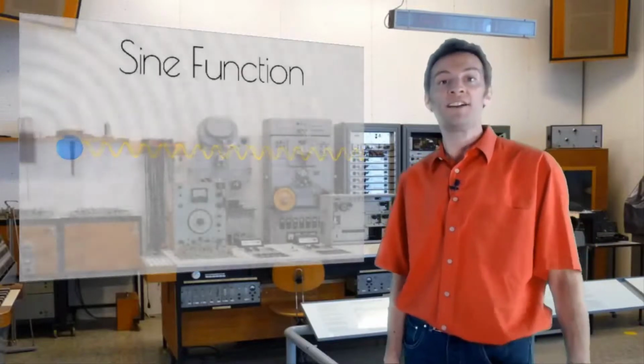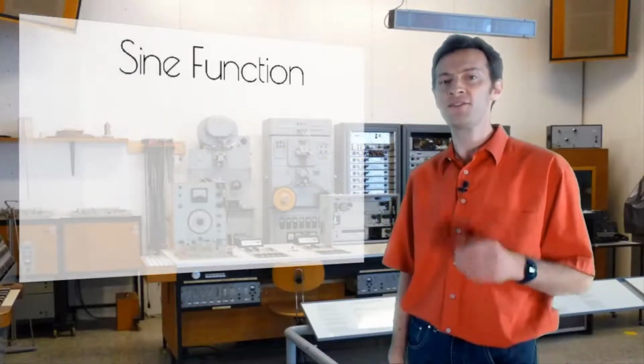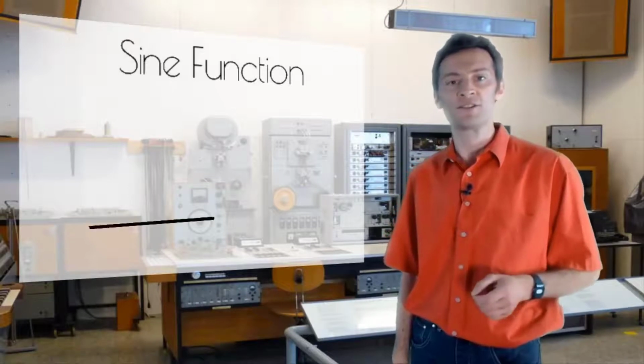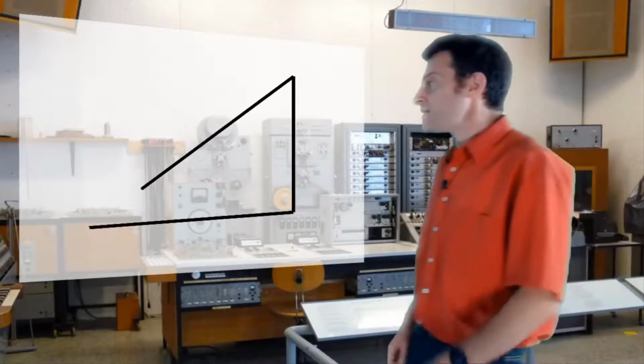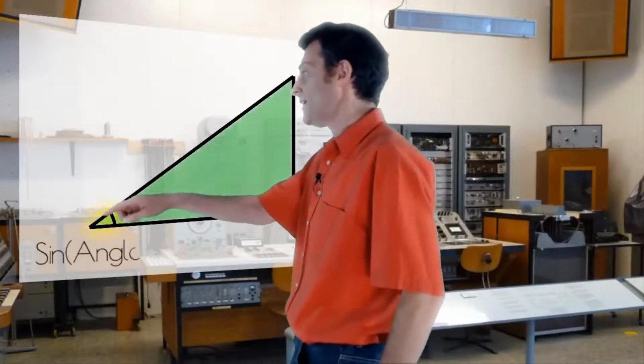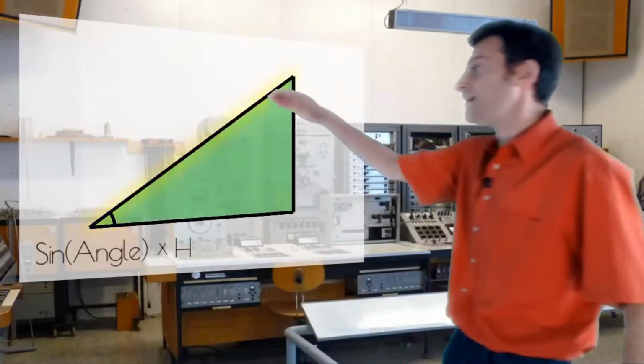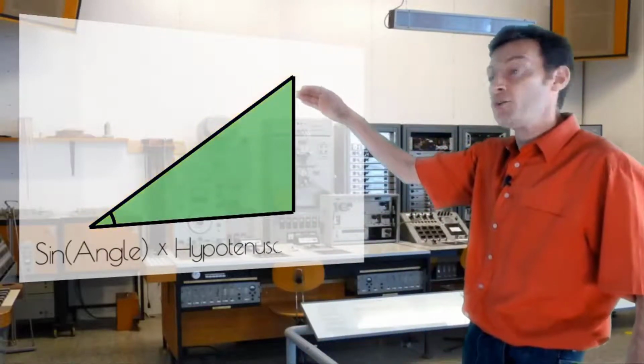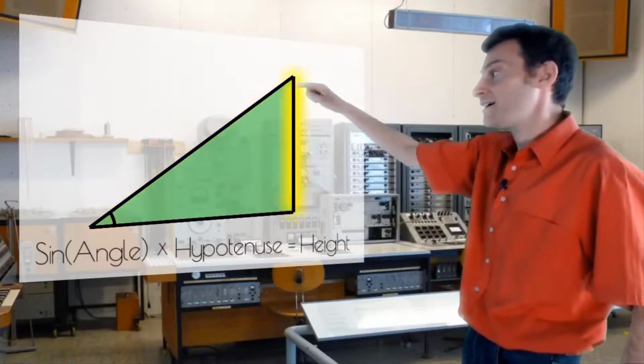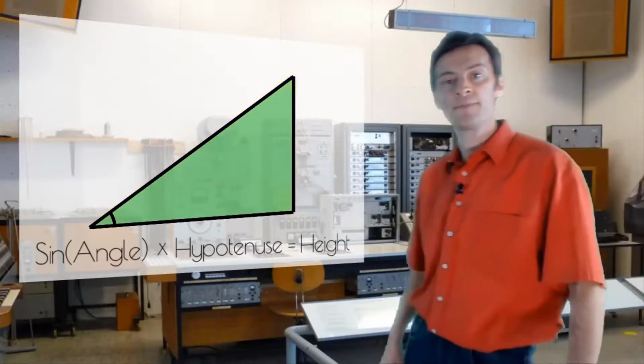You may remember the sine function from your school days as having something to do with the angles of triangles. If you take the sine of this angle here and multiply it by the length of the hypotenuse, you can calculate the height of the triangle's apex.